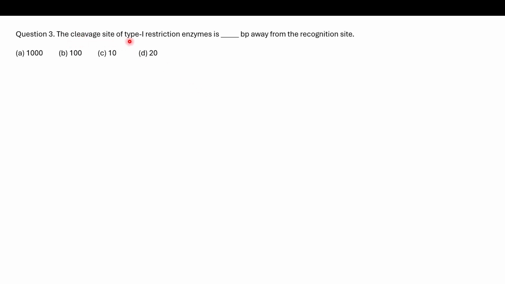The cleavage site of type 1 restriction enzyme is how many base pairs away from the restriction site or recognition site? Can anyone answer? 1000, yeah. Option A. Okay, correct option is A.